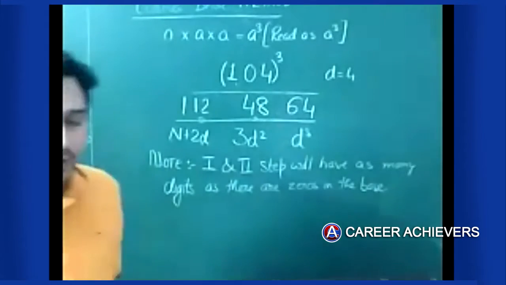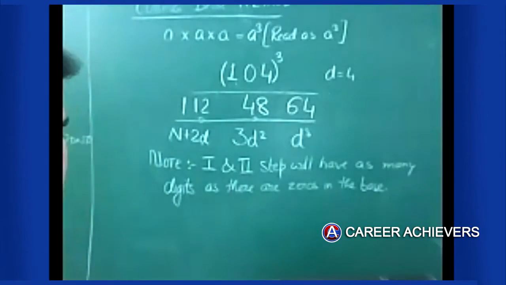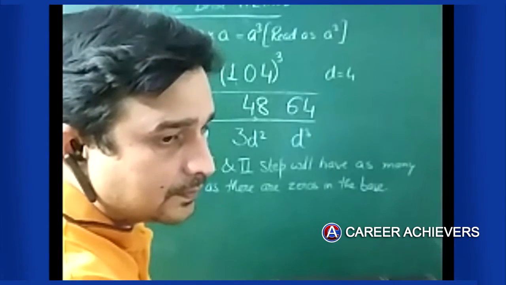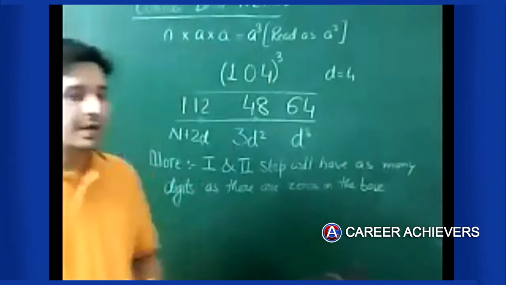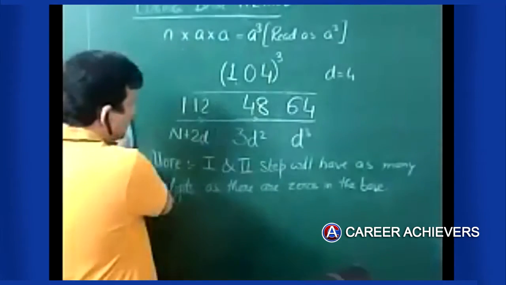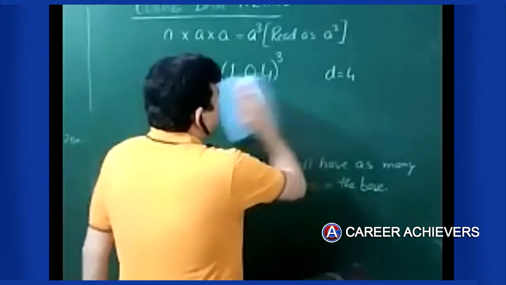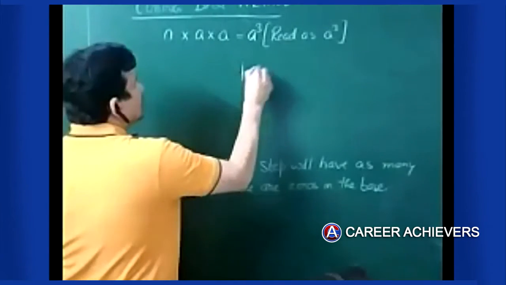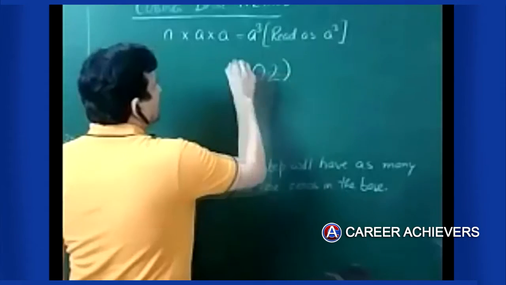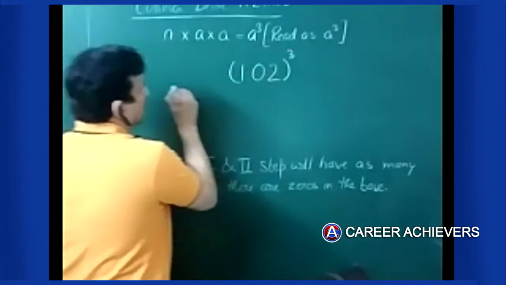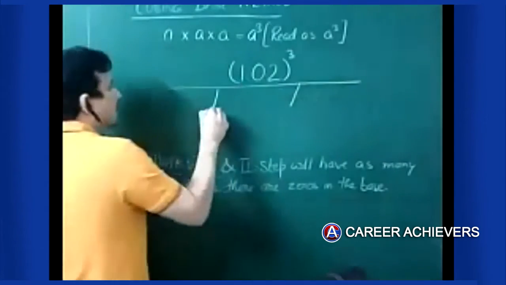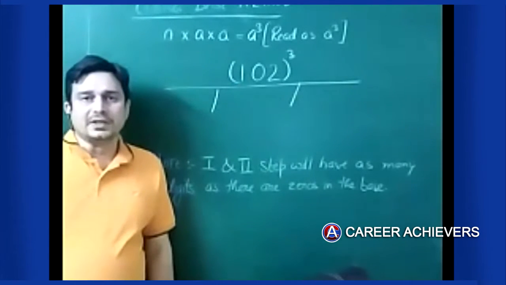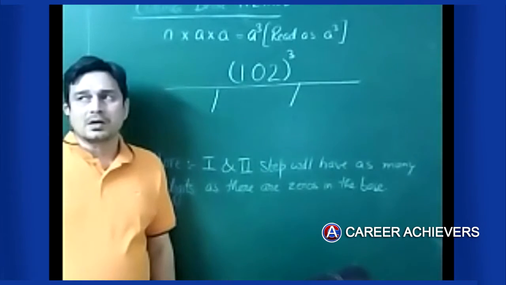I will take more examples where the rules will be more clear to you. First, note down this example. Okay, now let's take an example in which the rule gets more clear. Let the number be 102 cubed. I have to do the cube of 102. Here the base is 100 and the deviation is 2.